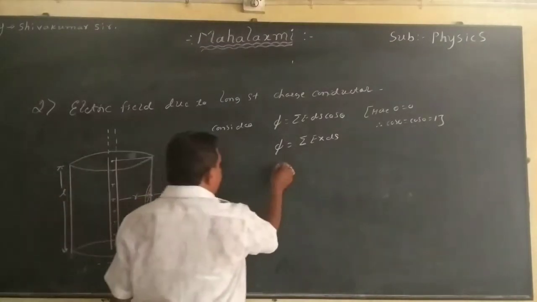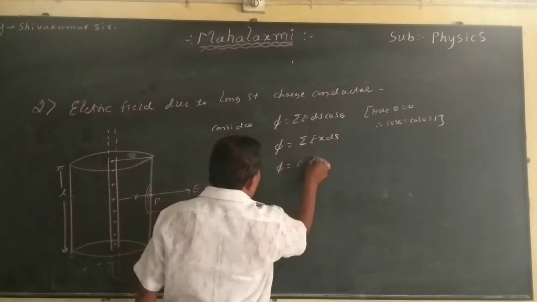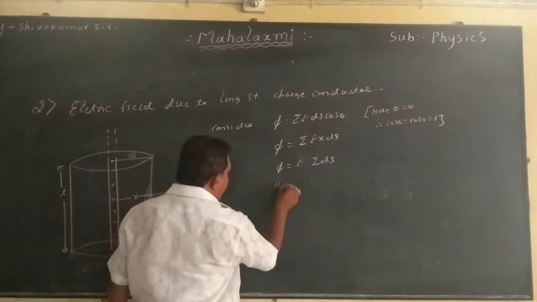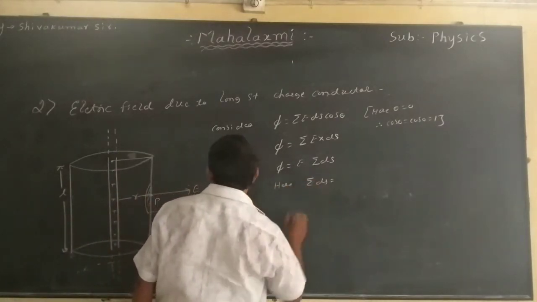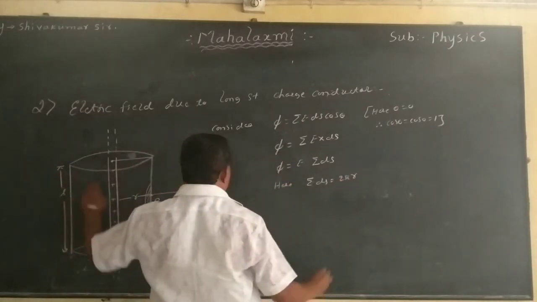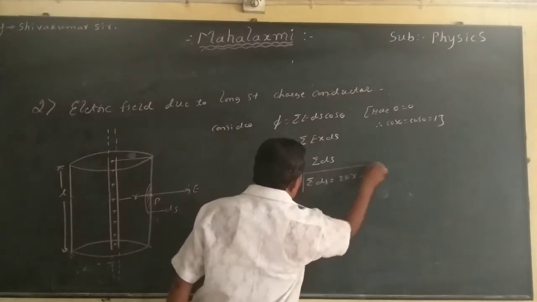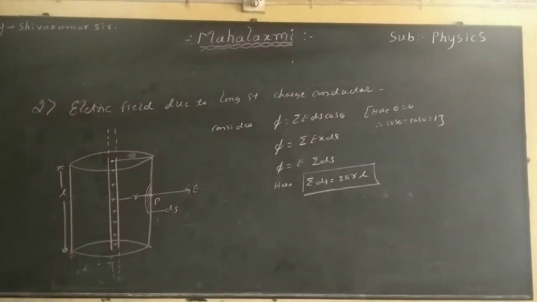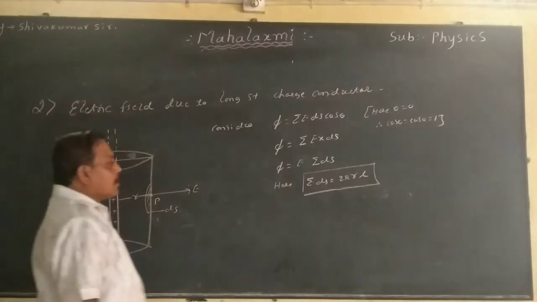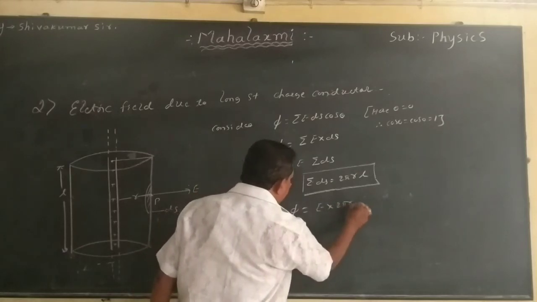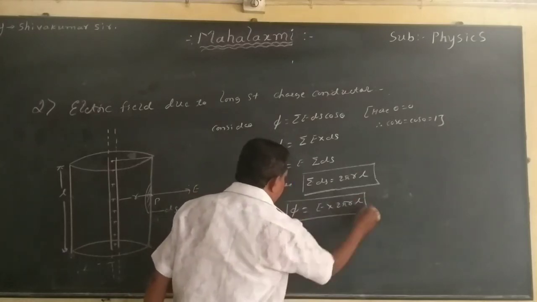Then E is the constant factor that is taken out of the summation, sum of dS. Here sum of dS is nothing but the surface area of the cylinder, 2 pi r h, where h is the length L, so 2 pi r L. I call this phi equals E into 2 pi r L. Shall I call this equation number 1? Yes.